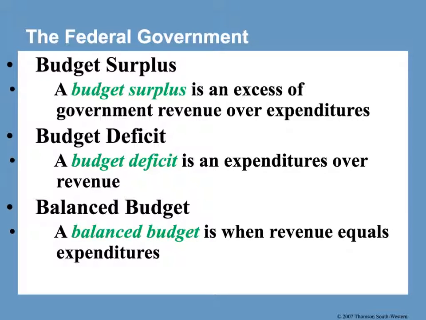Now, there is a difference between the deficit and the debt. All of these options, the surplus, the deficit, or balanced budget, are for 1 year of budgeting. Overall, we have the federal debt, and that is the addition of all of the surpluses and deficits from past years added together into one large number that's the debt.